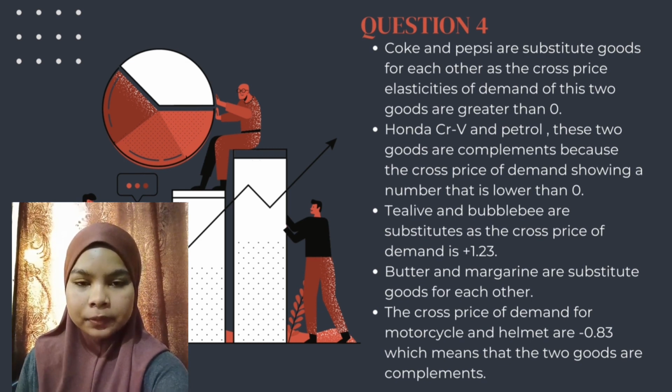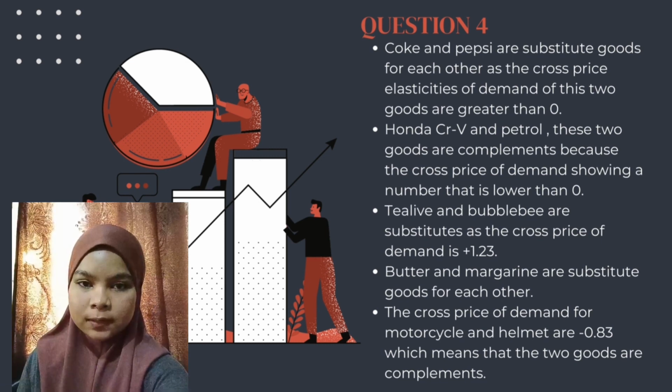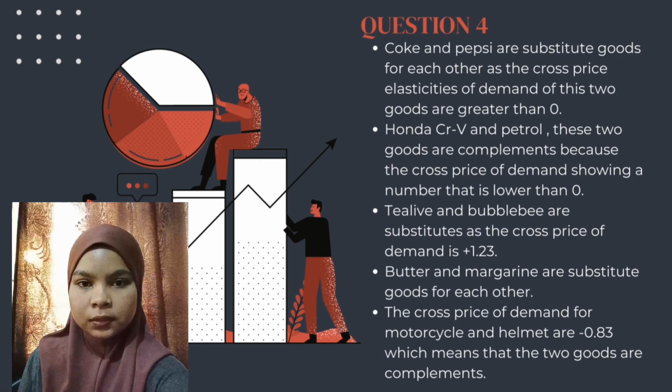For Honda CR-V and petrol, these two goods are complements because the cross price elasticity of demand is a number lower than 0. A price rise in one good causes the demand for both goods to fall. If the price fell for one complement, quantity demanded for both goods should increase. The demand for both goods should move in the same direction. Next, for Tea Life and Bubble B, the two goods are substitutes as the cross price elasticity of demand is positive 1.23. We should expect to see consumers purchase more of one of these goods when the price of its substitute increases.